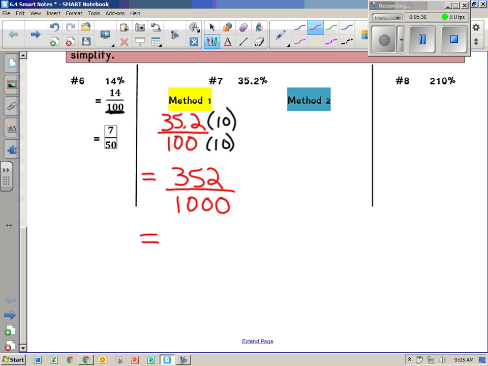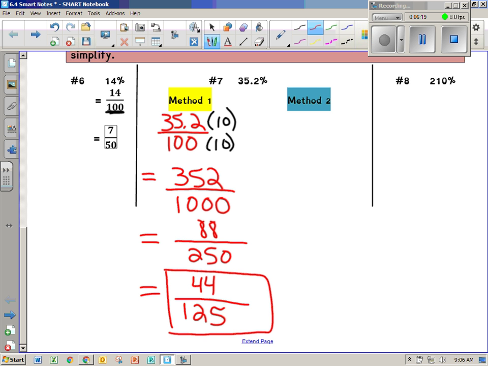Then I just have to simplify. 4 goes into both of these. I'll go over to the side and do a little scratch work there. I know 4 goes into 1,000 250 times, and it goes into 352. If you do a little scratch work off to the side, you'll get 88. Now that makes it a little easier to see, oh, I can divide again. So by 2, you get 44 over 125. And 44 only has 1, 2, 4, 11, 22, and 44 as factors, none of which divide into 125. So there's my fraction.